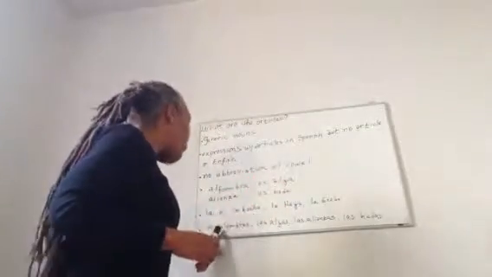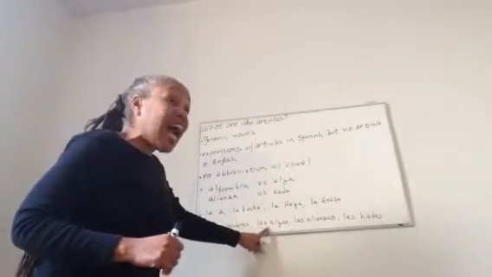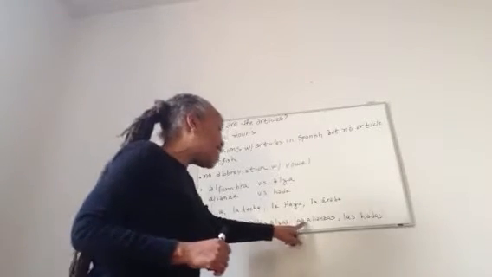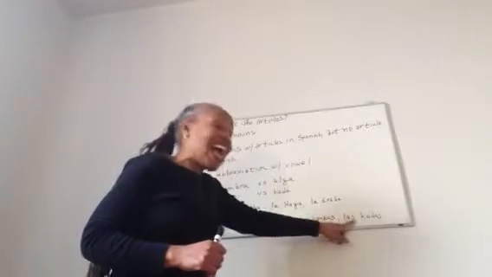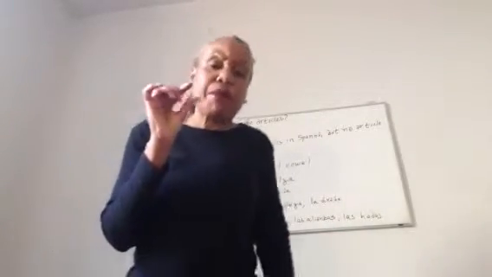So, las alfombras, las alzas, las alianzas, y las alas. Interesting, small point, but important when you want to speak the language correctly.